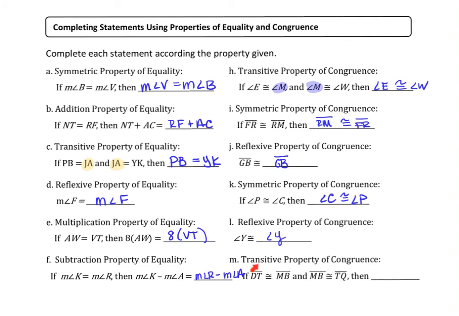And your last one, transitive property of congruence. What would you put in this statement? So which two segments are going to be equal at the end? So segment DT will be congruent to segment TQ because both of them are congruent to segment MB. So if they're both congruent to segment MB, then that means they are going to be congruent to each other.